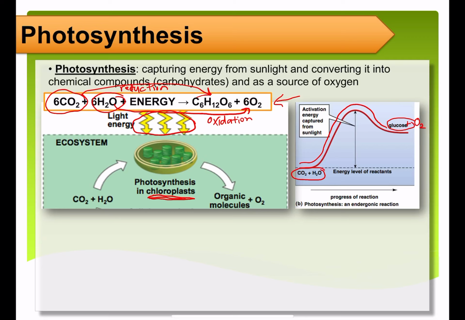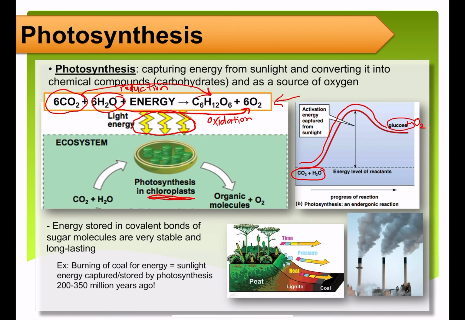Now for number 1B on your worksheet, the input of energy, as we have mentioned, comes from the sunlight. The bonds that are formed from the glucose synthesis reaction are actually very stable and long-lasting. For example, the fact that we can have coal as a source of energy is because it is made from sunlight energy that was captured and stored by photosynthesis 200 to 350 million years ago. So these covalent bonds that are formed can provide us with energy for years and years.